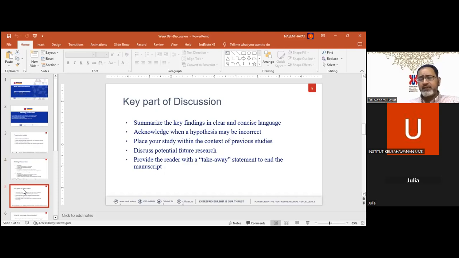Key parts of the discussion that we must keep in mind and include: summarize the key findings in clear and concise language, because it's very important that we talk in clear and concise language.